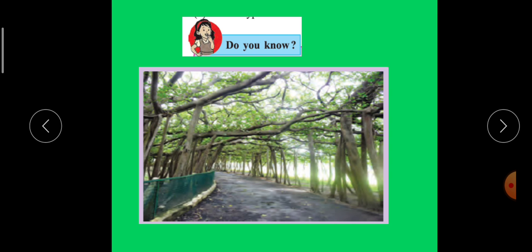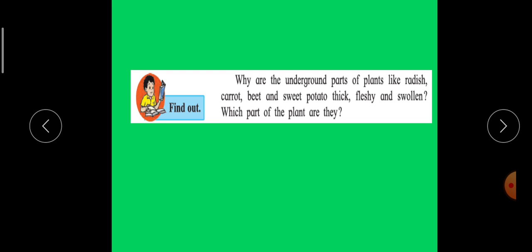So, children, today we have studied the parts of plants and the type of roots. What is the role of roots? Now, let us find out why are the underground parts of plants like radish, carrot, beet, and sweet potato thick and fleshy and swollen? And which part of the plant are they? Now that you have studied adaptations, now that you have studied the parts of plants, try finding out the answer to these questions.